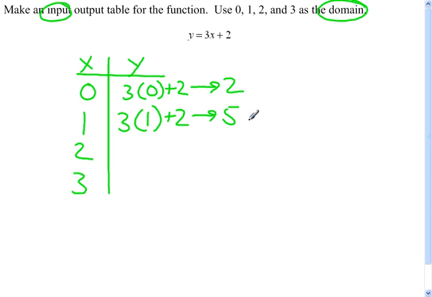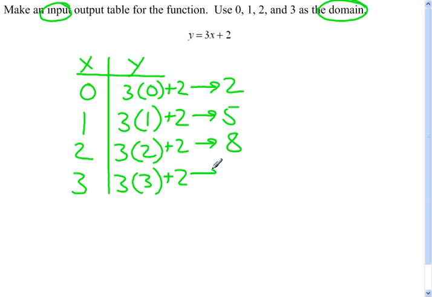Let's try 2. 3(2) + 2. Make sure you're using the order of operations, PEMDAS, because we want to make sure that we take care of this multiplication before we do the addition. 3 times 2 is 6. 6 plus 2 is going to be 8. And finally, when we use 3 for the input, we have 3(3) + 2. 3 times 3 is 9. 9 plus 2 is going to be 11. So when 3 is the input, 11 is the output.